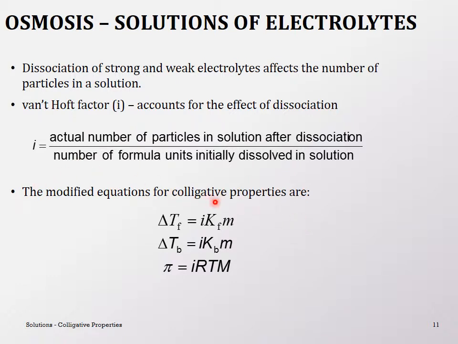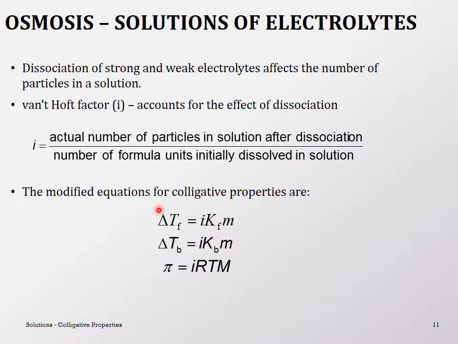The modified equations used for colligative properties, for boiling point elevation and freezing point depression, and also for osmosis, are the ones where you add i to it. So you can see that it is directly proportional, which means that if you have more particles, then you will have more of a freezing point depression. If you have more particles, you will have more of a boiling point elevation, which makes sense because that's exactly what colligative properties are: the more solute you have, the more boiling point elevation there would be.